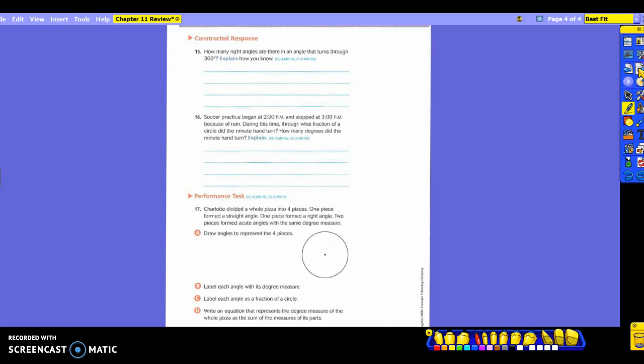How many right angles are there in an angle that turns through 360 degrees? Explain how you know. So let's think about that. If you have an angle that turns through 360 degrees, you basically have a what? A circle. So it's asking you how many right angles would be in that circle.